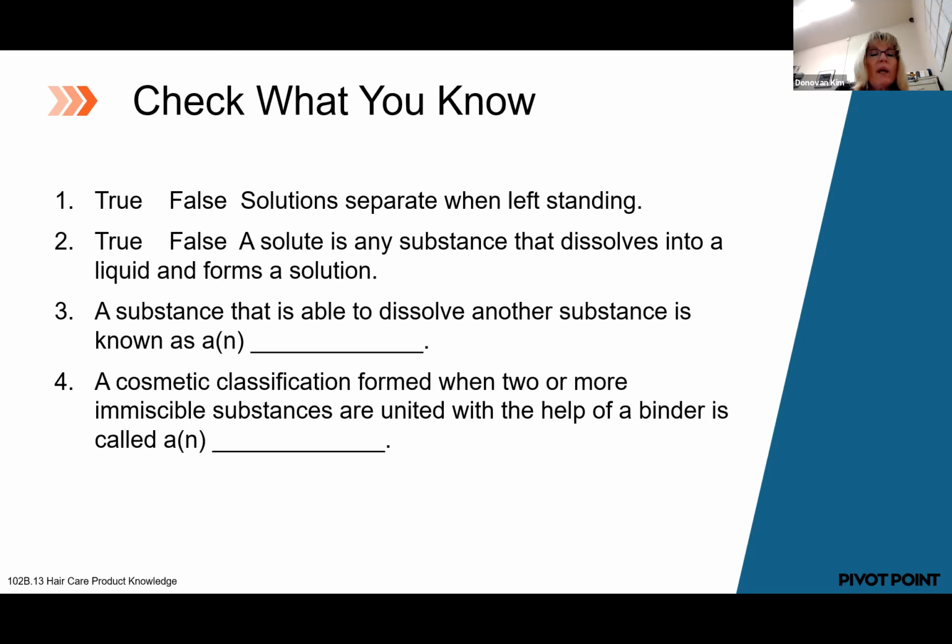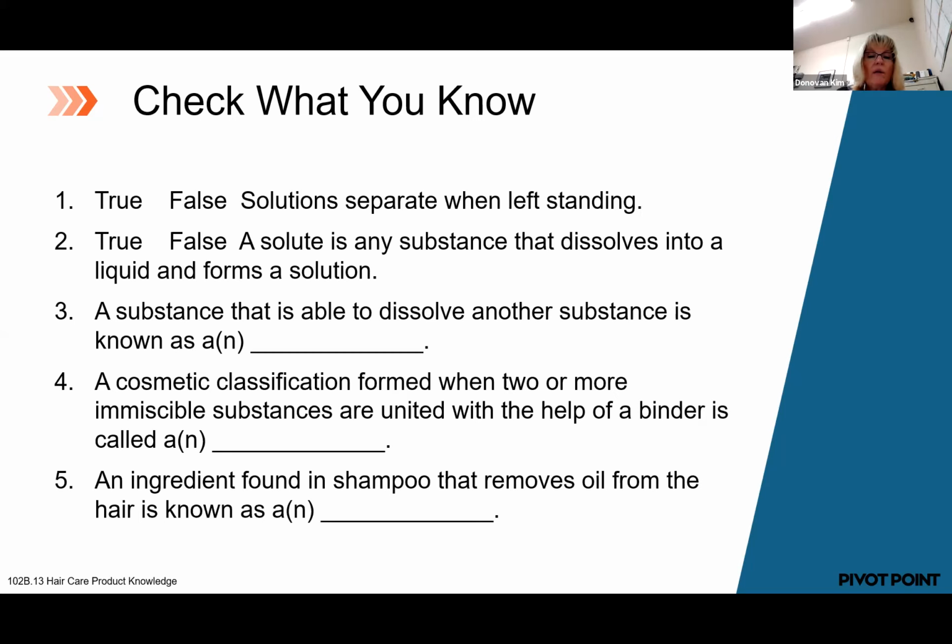So we have, let's see, Alejandro, a cosmetic classification formed when two or more immiscible substances are united with the help of a binder. Which one is that? I'm sorry, Miss Connie. I probably missed that one. I don't know that answer. Okay. So I think it's an emulsion. Yeah, that's what I was thinking. An emulsion.